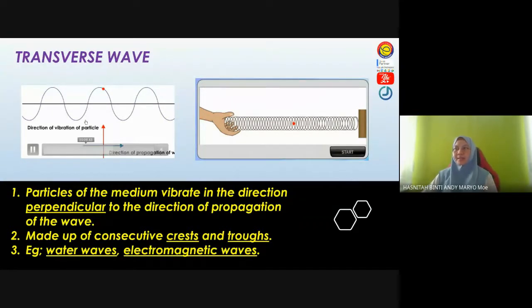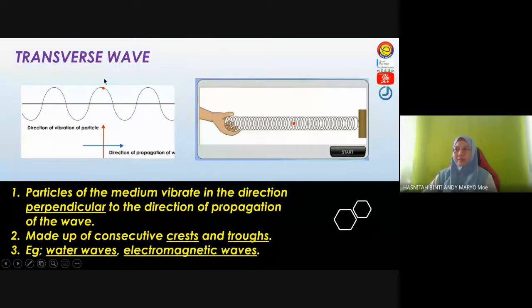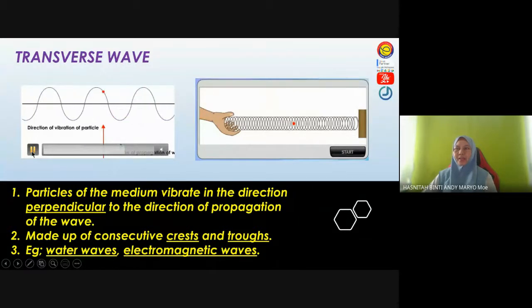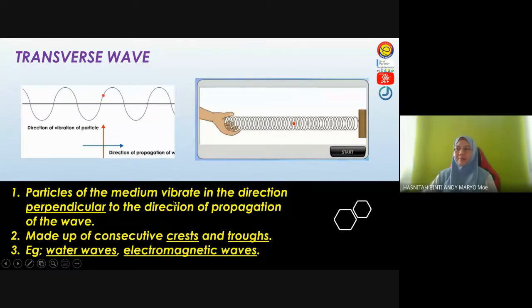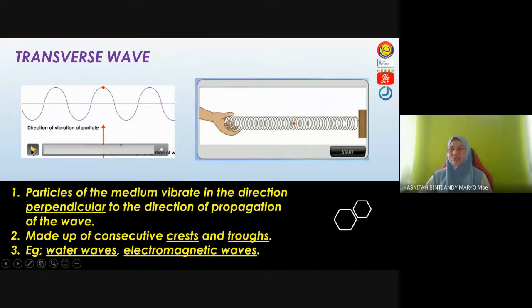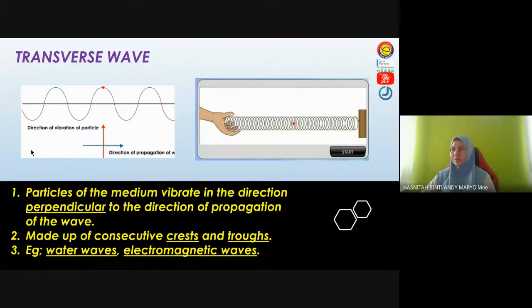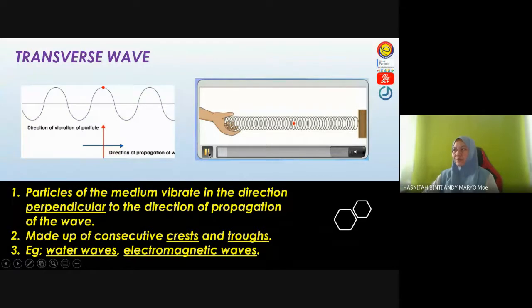You can see that the particle vibrates up and down. Okay, while the direction of propagation is from the left to the right. So they are vibrating perpendicularly to one another. Okay, so this is the definition for transverse wave. And this is another example, which shows how we can produce a transverse wave when we move this slinky spring up and down. Okay, the red dot there shows the particles. It represents the particles of the spring.